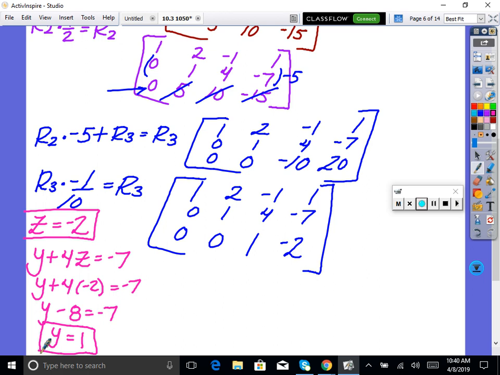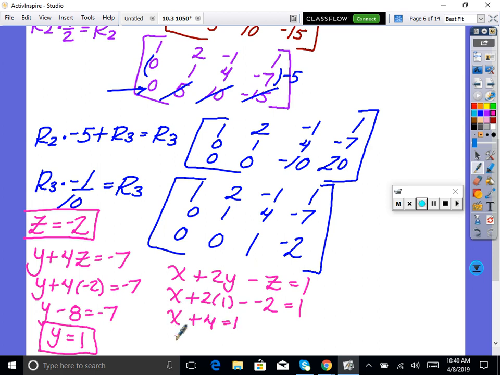We'd add it over, right? And then our true statement on top is x plus 2y minus z equals 1. Plug in what we know. So we have x plus 2 times 1 minus negative 2 equals 1. So look what that becomes. X plus 4 equals 1. So x equals negative 3. So then we write our final answer as our x, y, z point. So our final answer is negative 3, 1, negative 2.